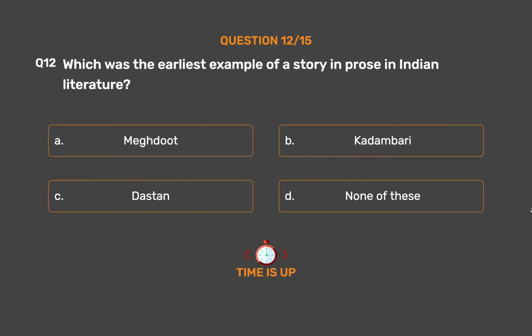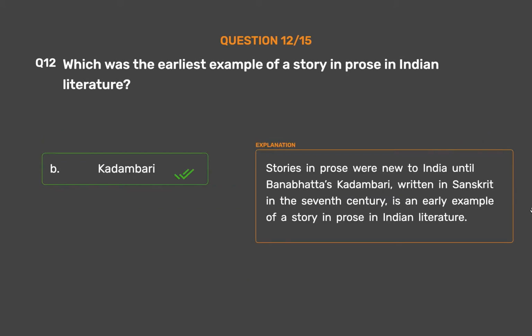The correct answer is option B. Kadambari. Stories in prose were new to India until Bana Bhatta's Kadambari, written in Sanskrit in the 7th century, is an early example of a story in prose in Indian literature.